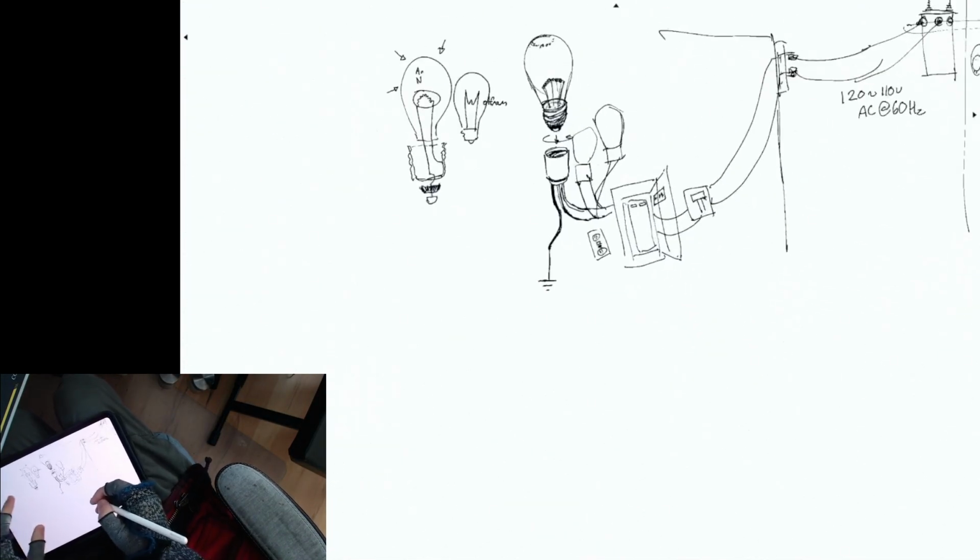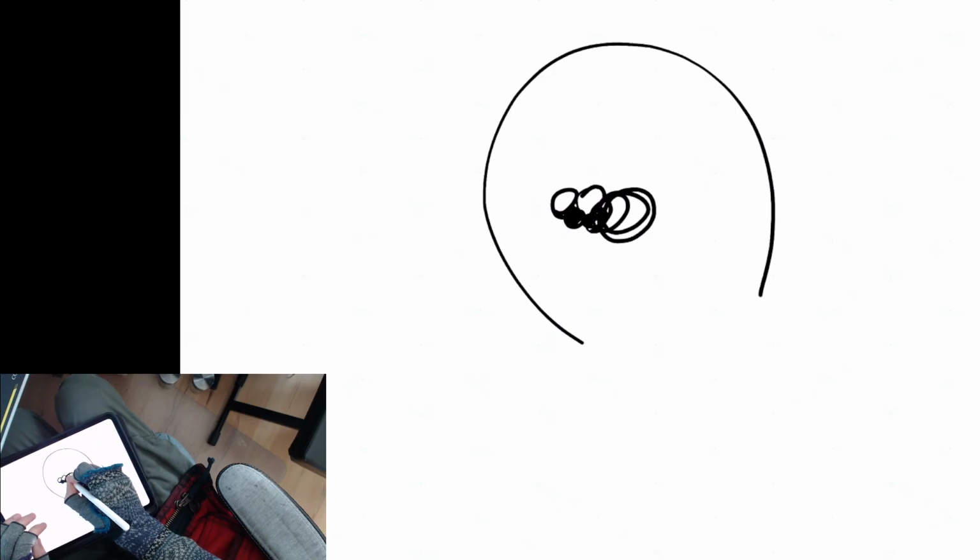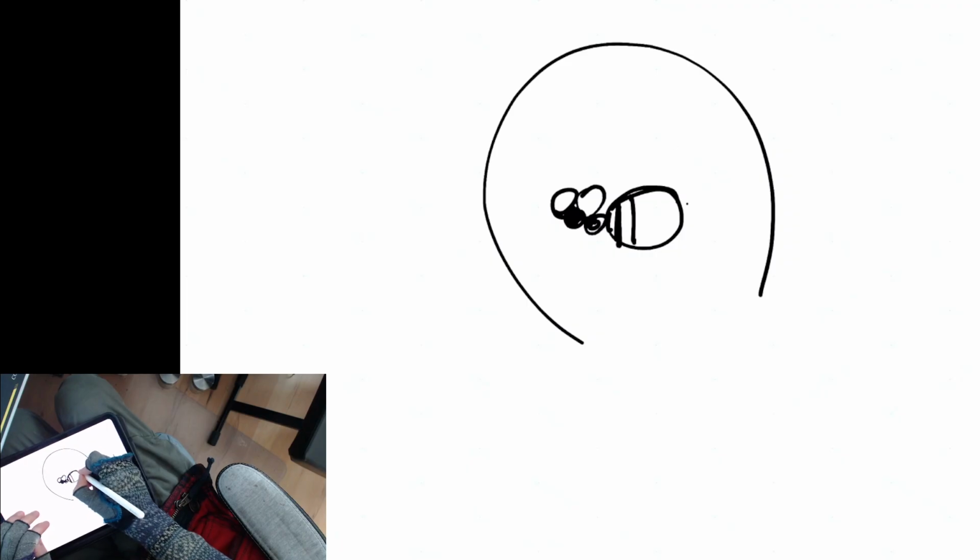So if we're going to get into the bug bulb, this is why I didn't want to just get into the bug bulb right away. The bug bulb is basically a bulb with a bug inside. I guess the bug has some kind of light butt, right?